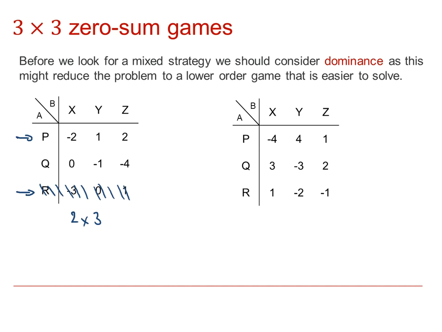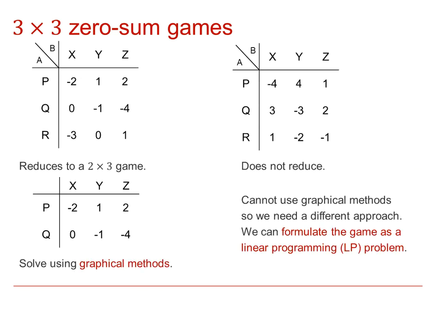If you look at the same situations for the second of these, however, you'll see that there's no dominance involved here. So this remains a 3-by-3 game. In a situation where there is dominance and we've managed to reduce it to a smaller game, so 2-by-3 in this particular case, then the methods that you've met previously, the graphical methods, would become available. And so, as I said before, you should really make sure that you know those graphical methods and could apply them to this particular situation.